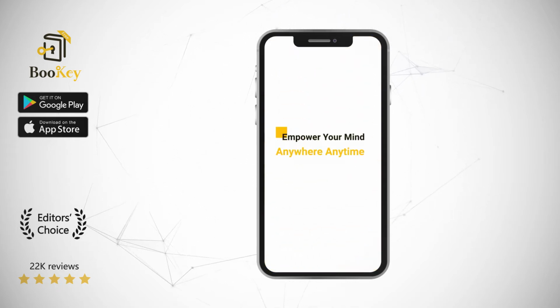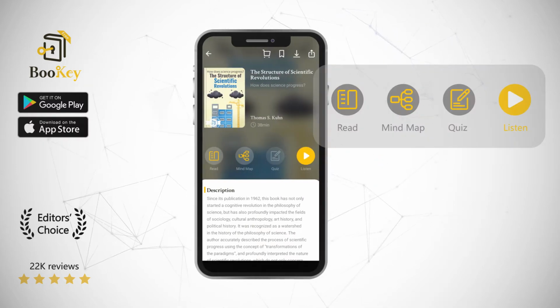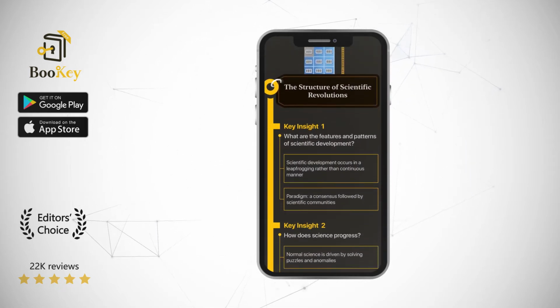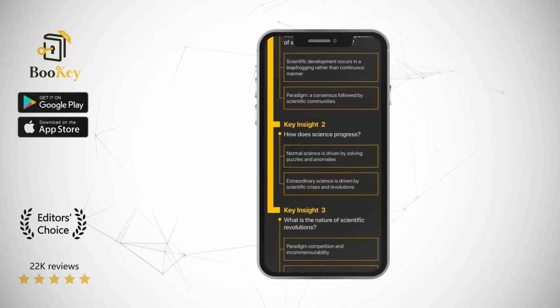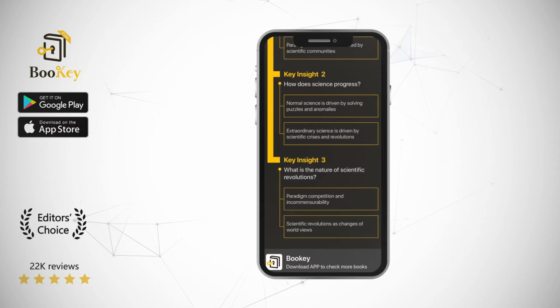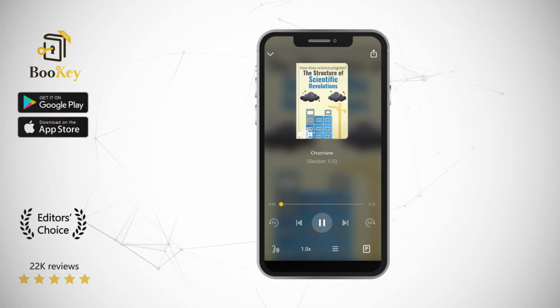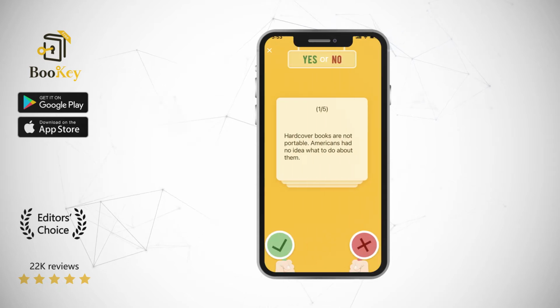Science does not develop through the accumulation of discoveries and inventions of famous individual scientists in the way that we imagine. This book argues that the route of scientific development appears as multiple independent development curves, showing nonlinear and revolutionary features. Since its publication in 1962, this book has not only started a cognitive revolution in the philosophy of science, but has also profoundly impacted the fields of sociology, cultural anthropology, art history, and political history, and further penetrated the popular culture.